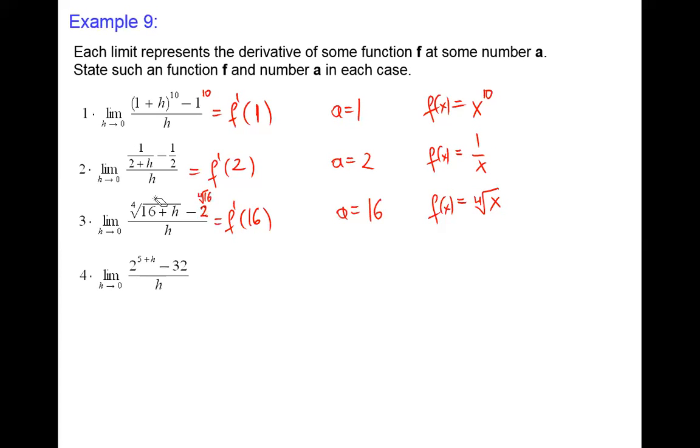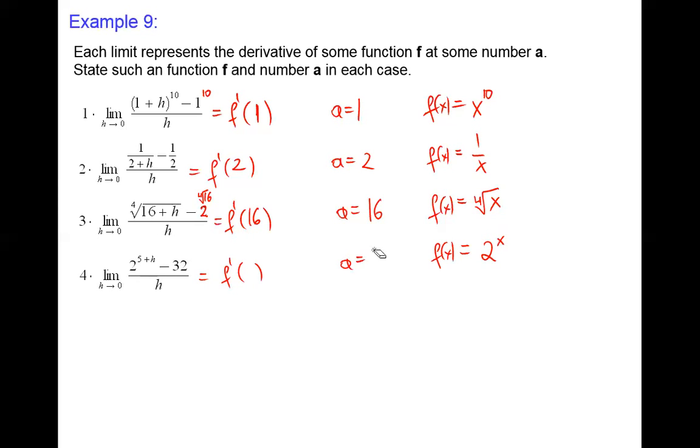Okay, another one. Limit as h goes to 0 of 2 to the power of 5 plus h minus 32 over h. This is the derivative of what function and at which point? Do you think you can read the function? Yes, it's 2 to the x. It's actually the function from Calculus 2, but you can still see the pattern.